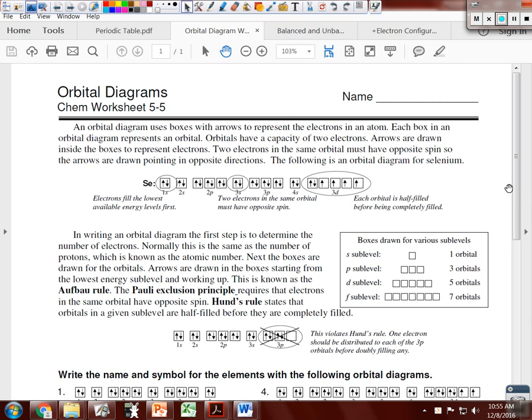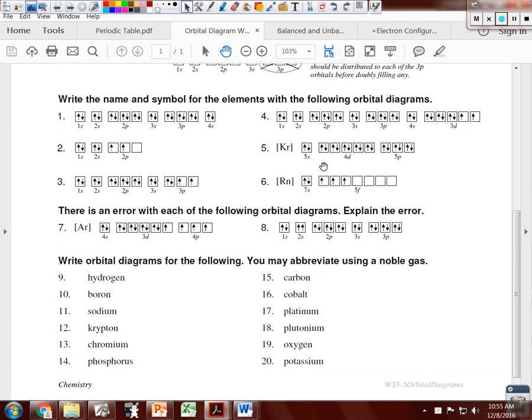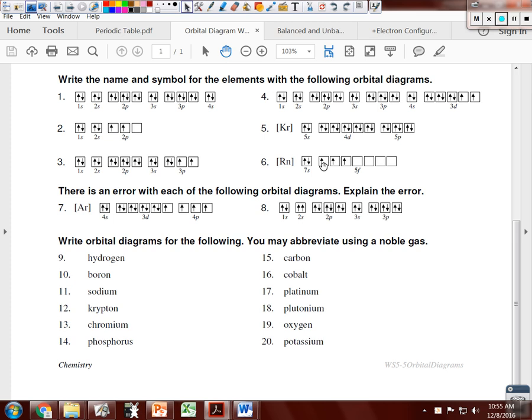All right, so one of the things that we left off on the other day was I showed you guys this, and then I showed you how to cheat using the orbital diagram. Today, we're actually going to do our own orbital diagrams.